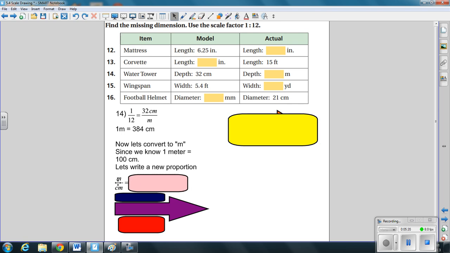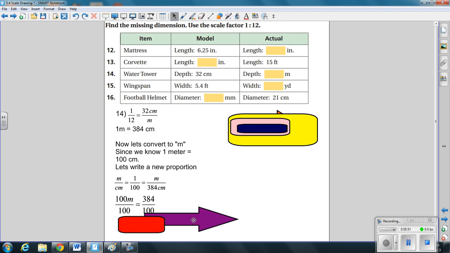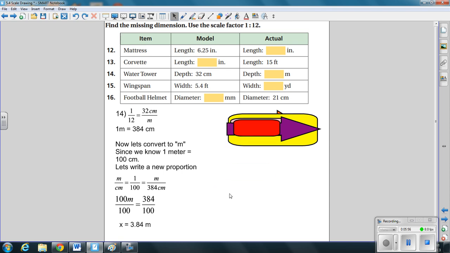So we're comparing these two units, meters to centimeters. So let's take what we know about the conversion factor, 1 meter is 100 centimeters, and set that equal to the information we're trying to change over. So take 384, and that's your denominator, because again, we're doing meters to centimeters. Do your cross products, 100m equals 384. To isolate m, divide both sides by 100, and your solution is 3.84 meters.